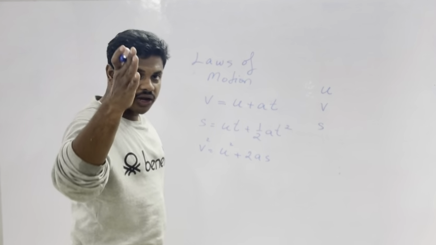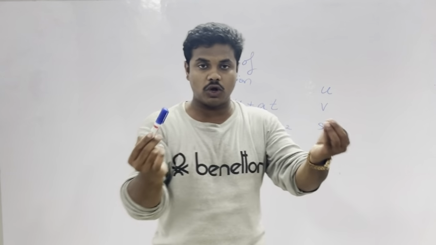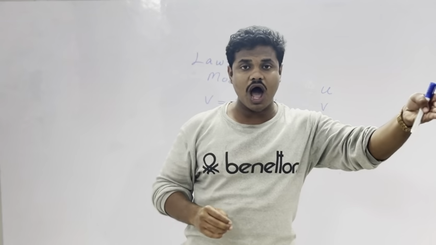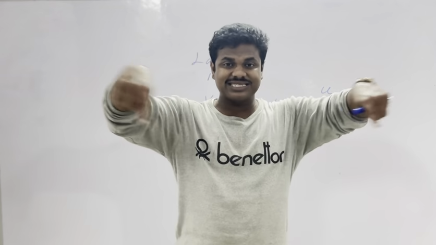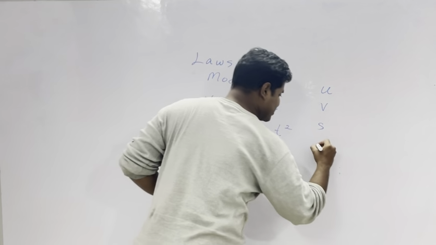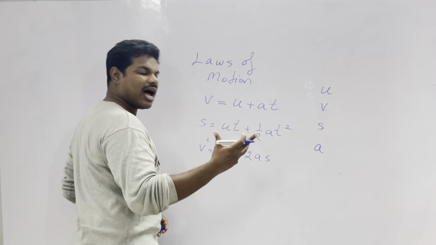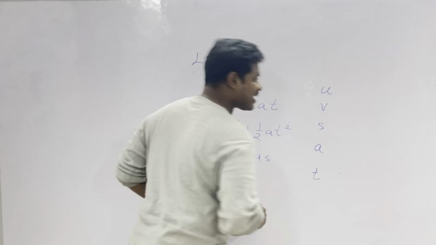Now when you are going from point A to point B, remember the pen moved from point A to point B, or while you were cycling from your house to your school, that distance is called S. The fourth one is acceleration, that is A, and of course, the last one, T, that is time.